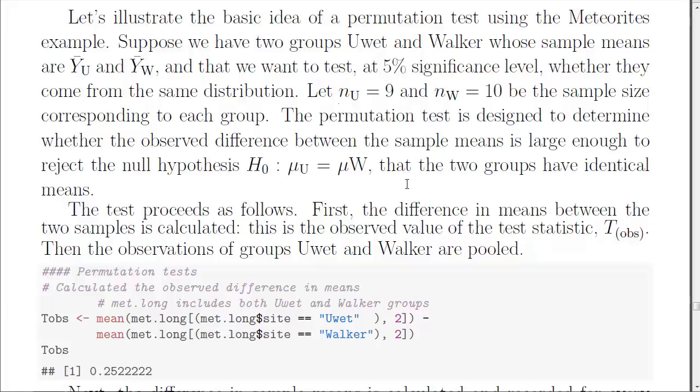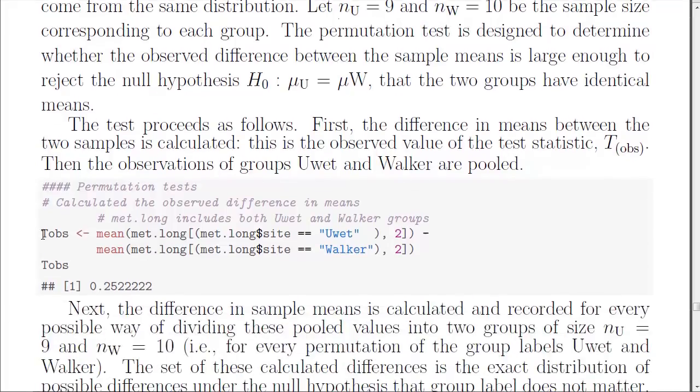Here's how the test proceeds. First, we calculate the observed statistic. In our data set, the met.long from earlier in the chapter, the second column has the observed values, and we also have a site column. I'm going to subset all the UWET values, output the actual values there, the cooling rates, and calculate the mean. This first line is, to my eyes right now, a fairly clumsy way of calculating the mean of the UWET values. The second mean is the mean of the Walker observations, and the subtraction takes the difference. This is our observed statistic, which we're calling t. So t observed is our observed statistic. The observed difference is 0.25.